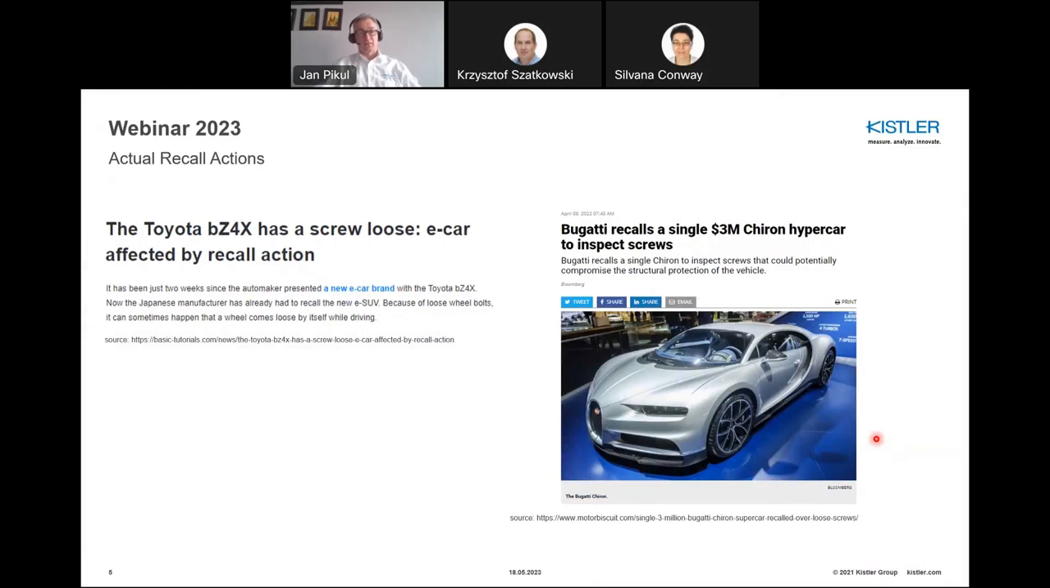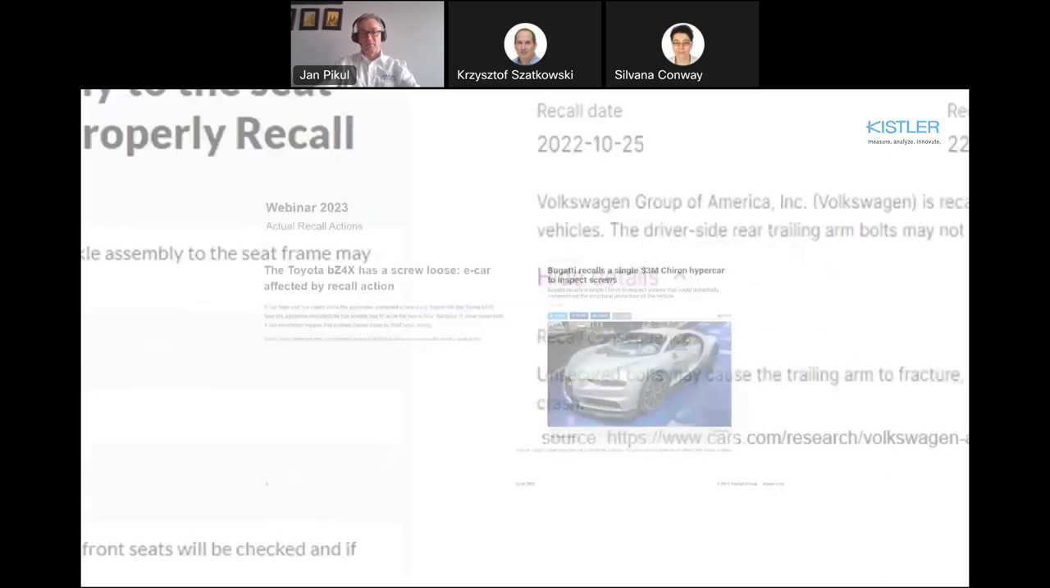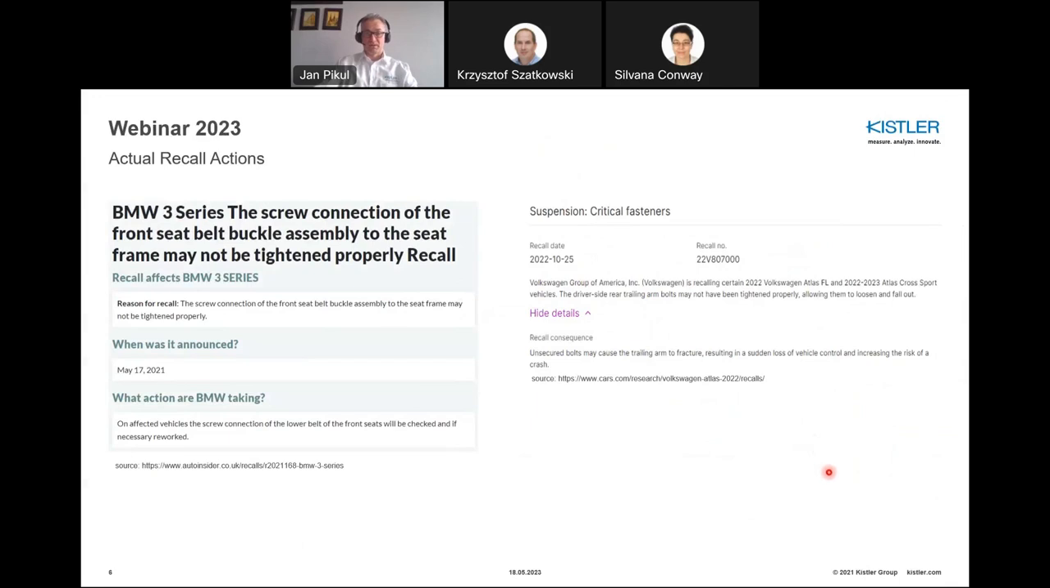Here are some examples of recall actions. I want to emphasize, but probably everybody knows, that the cost of quality is very linked to the stage of the production. And here we have some examples where producers had to call their customers back to the workshop and repair some production failures. We can find these examples in local newspapers and also on the internet.